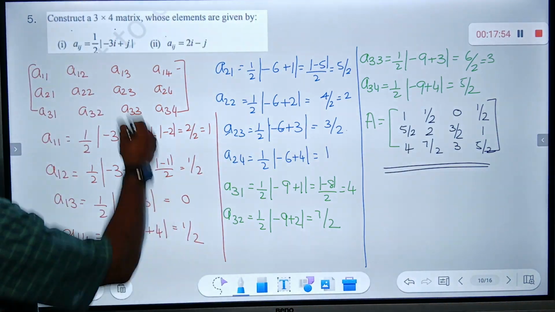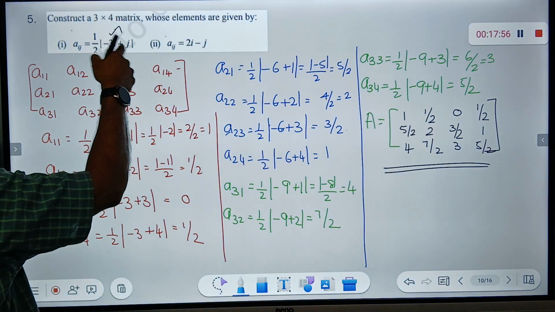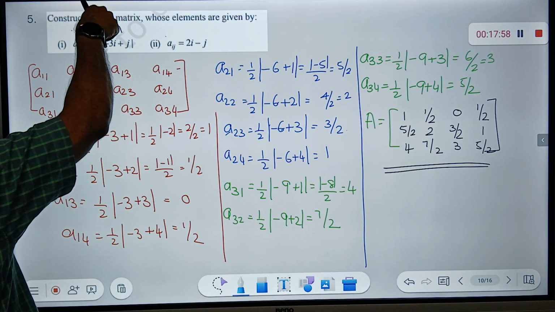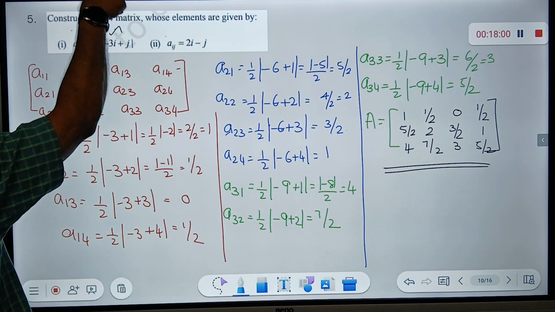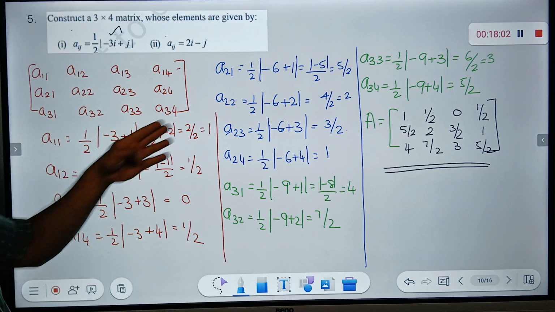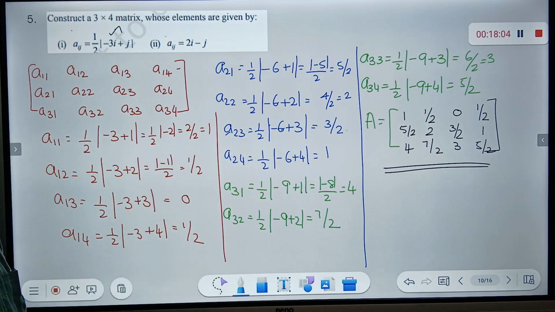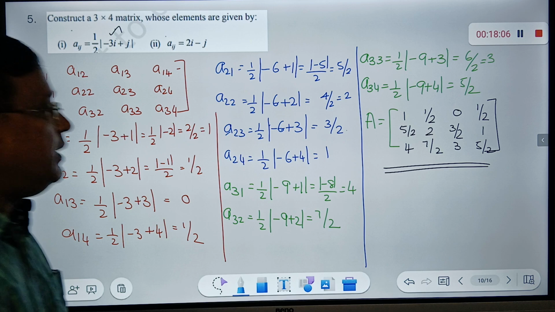All that you need to do is use this definition as a base. Wherever I is there, I stands for row, J stands for column. You input the values and do the calculation, you'll get it. Okay. I hope you have understood question number 5.